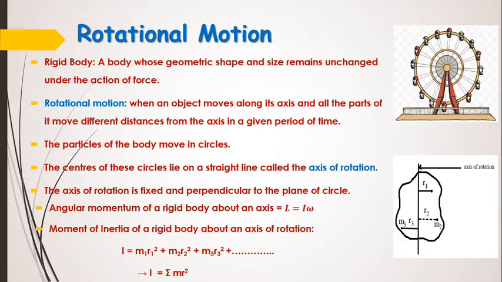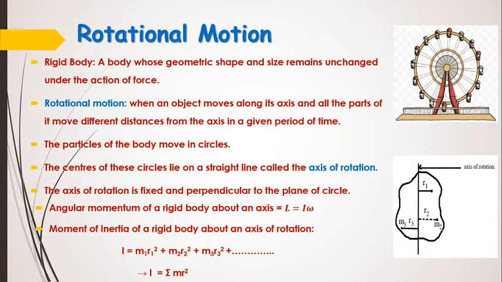If such a rigid body performs rotational motion. Now what is rotational motion? It is the circular movement of any object about an axis of rotation. When the object moves along an axis of rotation and all the parts of it move different distances from the axis in a given period of time, such motion is called rotational motion.